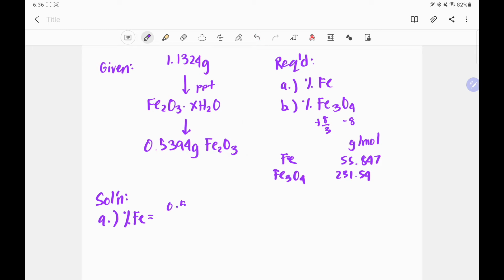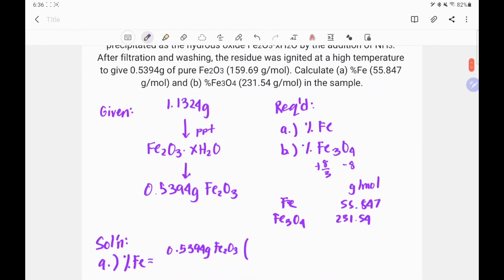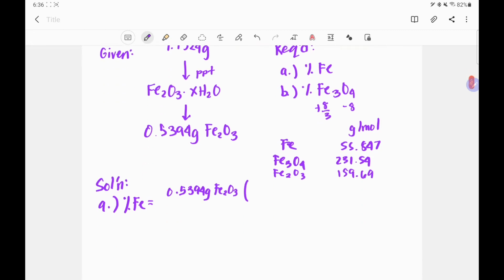If we have 0.5394 grams of iron 3 oxide, I know that, I forgot to write it down, 159.69 grams per mole. So I can convert this into moles. 1 mole of iron 3 oxide per 159.69 grams. Again, I want grams of iron, so I need to convert the moles of this structure into moles of iron. Notice that for every mole of this chemical, there are 2 moles of iron. So, I need to specify that. And at this point, it's just conversion into grams.